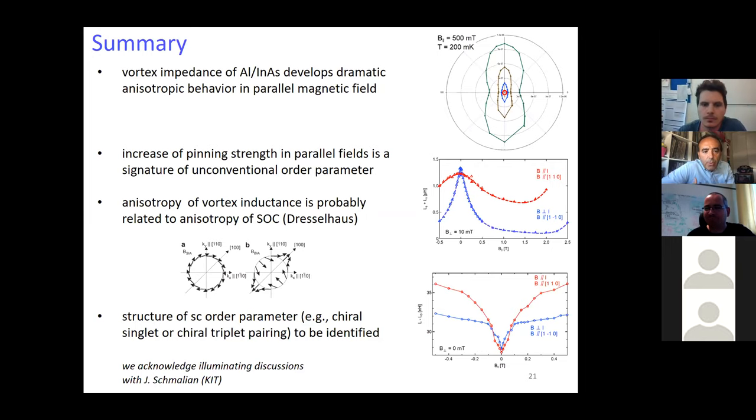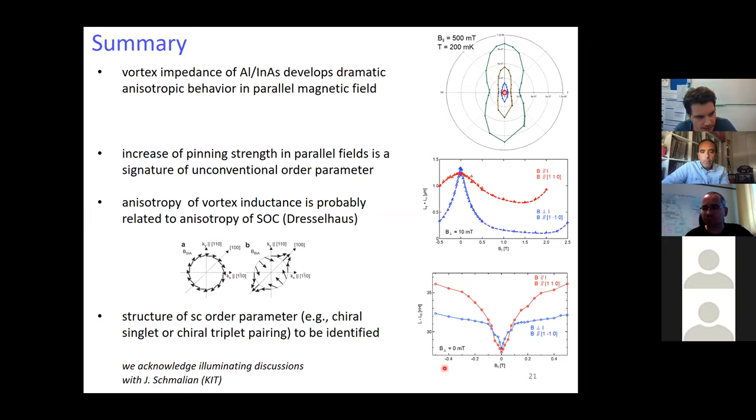How would you be able to distinguish between the chiral singlet and the chiral triplet with this technique? This is the big question at the moment. So far we only looked at the vortex inductance more or less, so the parallel field dependence of the vortex inductance.